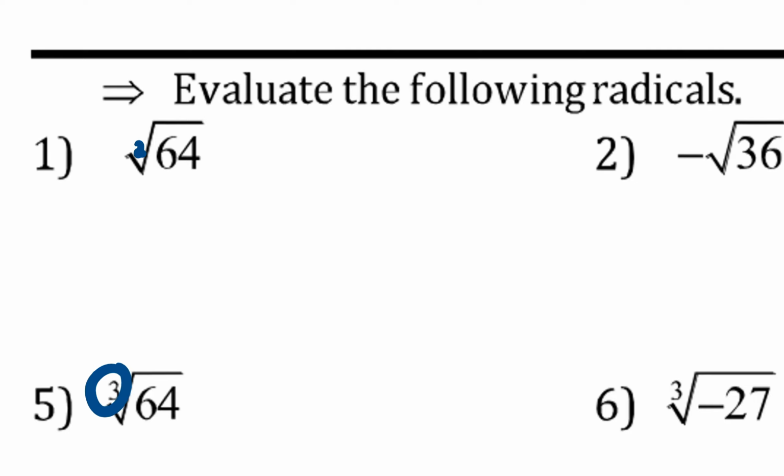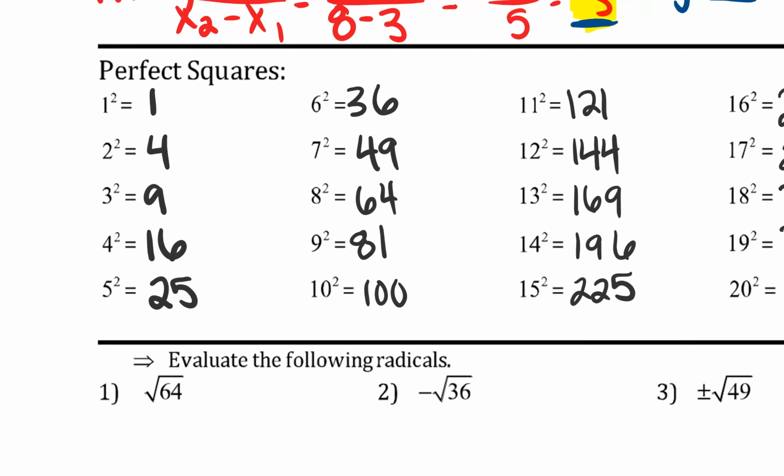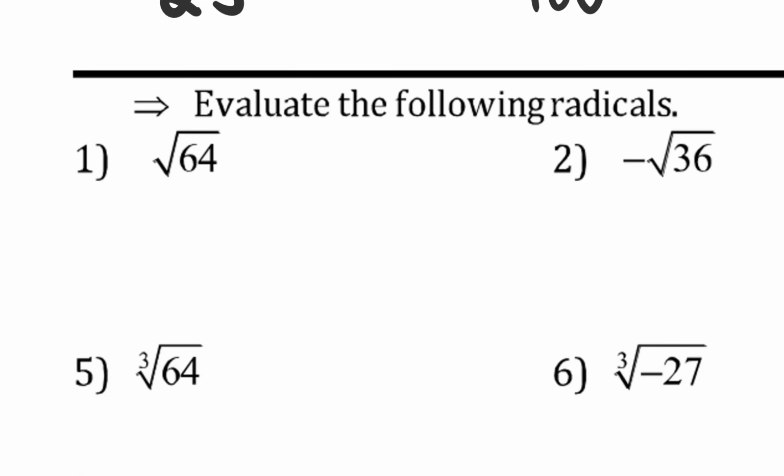Oops, my pen's not working. There we go. On number 5, the index is 3. If it's not written, the index is 2, meaning square root for this one, cube root for number 5. So again, that's called the index. If it's not written, we assume the index is 2. What an index of 2 means is we're trying to find the number that multiplies by itself, so 2 times, to give us 64, which is just backward from what we were doing here. So if we look here, 8 squared was 64, which means 8 times 8 is 64. So the square root of 64 is just 8.